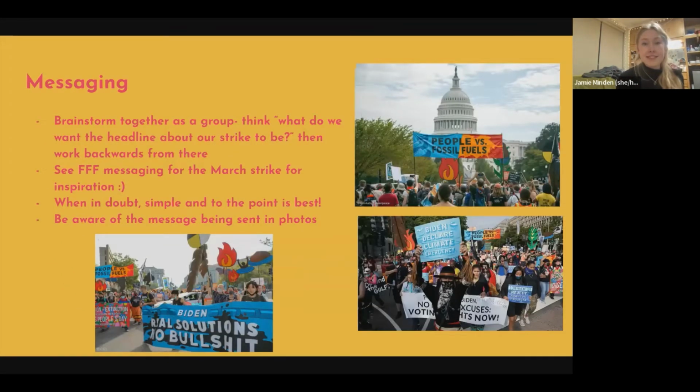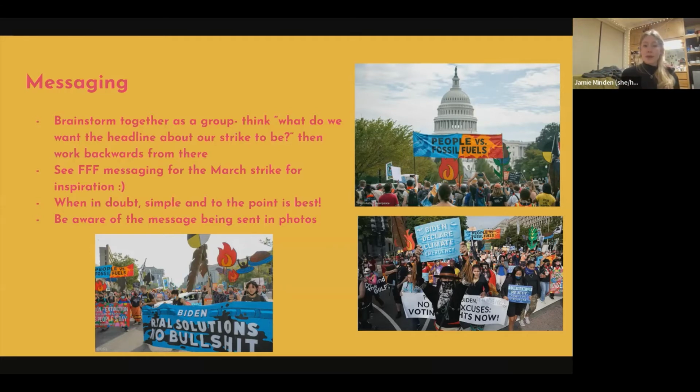Next is messaging. Like I mentioned before in the banner slide, you want your biggest message on your big banner. These pictures here are from an action I went to back in, I think, September. It was from a group called People versus Fossil Fuels, and they were calling on Biden to declare a climate emergency. It was an Indigenous-led group, and it was really powerful, really impactful. But one of the biggest things that I loved about this strike was that their signs were really clear and their messaging was so on point. You can clearly see from these photos what they're fighting for. Their signs and their banners are really color coordinated.